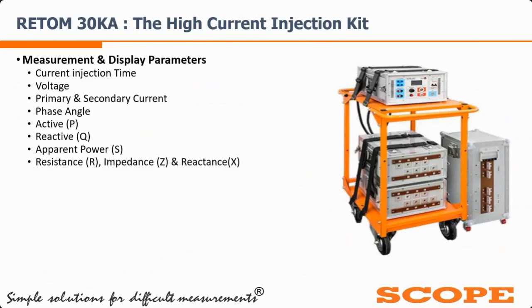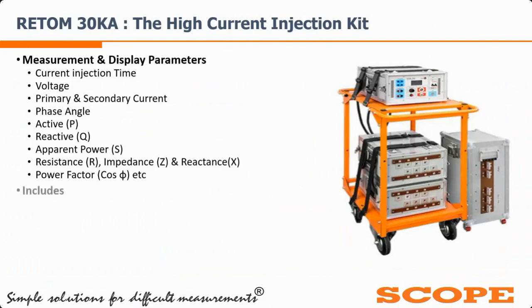So here you can see the current, then time, voltage, then phase angle, then polarity, then active power, reactive power, apparent power, then resistance of the CT secondary, impedance, reactance, then power factor. So all the parameters we can check with this instrument. So this is a very advanced instrument available with us.